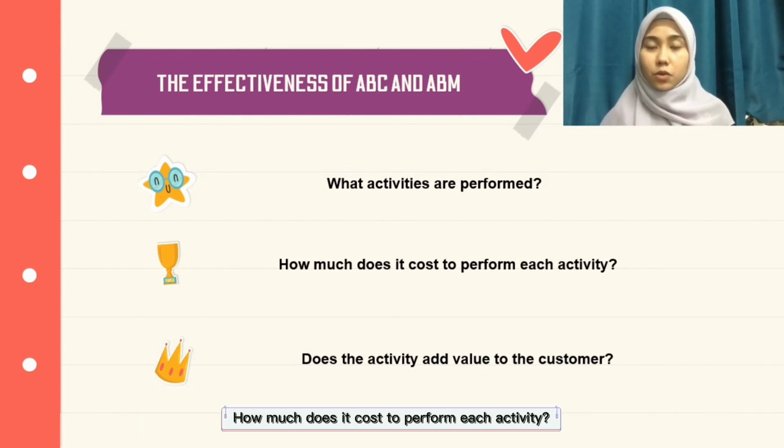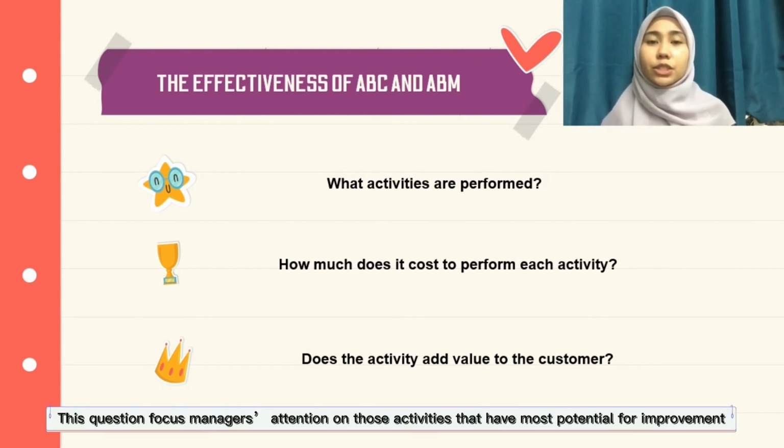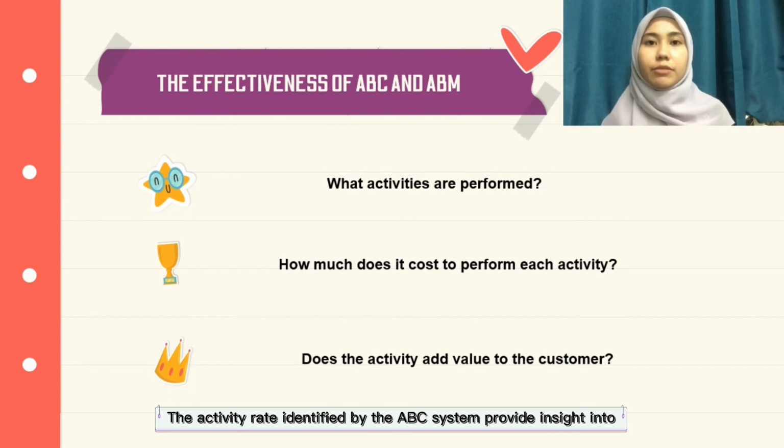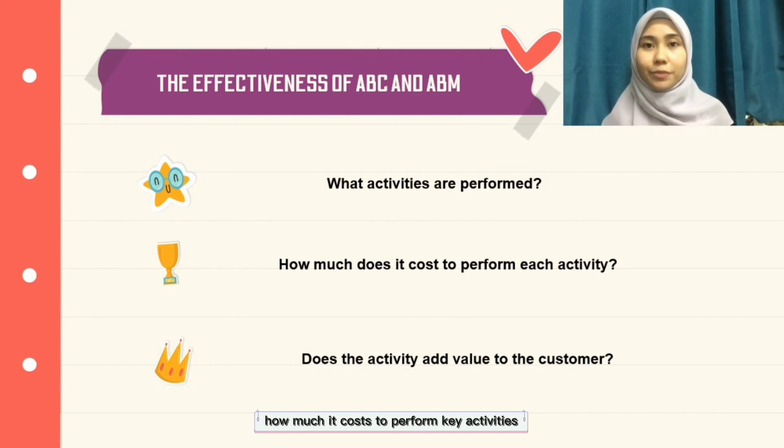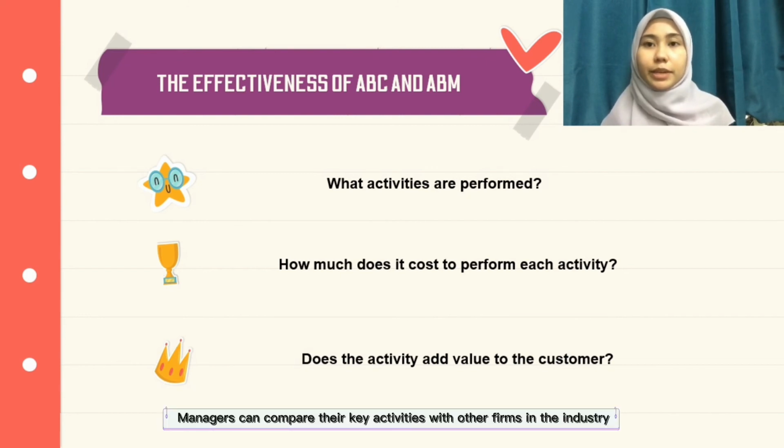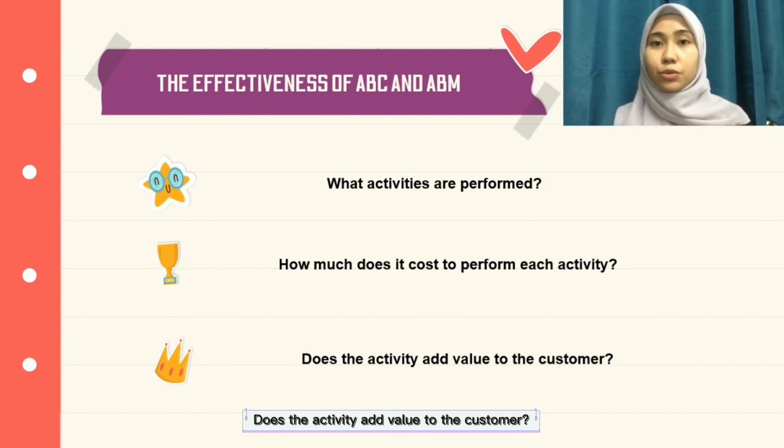How much does it cost to perform each activity? This question focuses managers' attention on those activities that have most potential for improvement. The activity rates identified by the ABC system provide insight into how much it costs to perform key activities. Managers can compare the key activities with the other firms in the industry, which provides managers with incentive for improved operation. Does the activity add value to the customer?